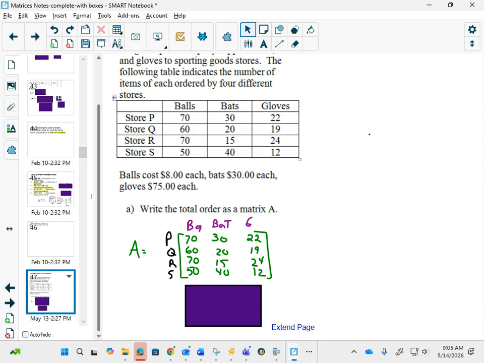Now, this makes what size matrix? 4 by 3. Matrices are rows by columns: 4 rows, 3 columns. And I'd like you to take out your calculator and put this matrix into your calculator as well.